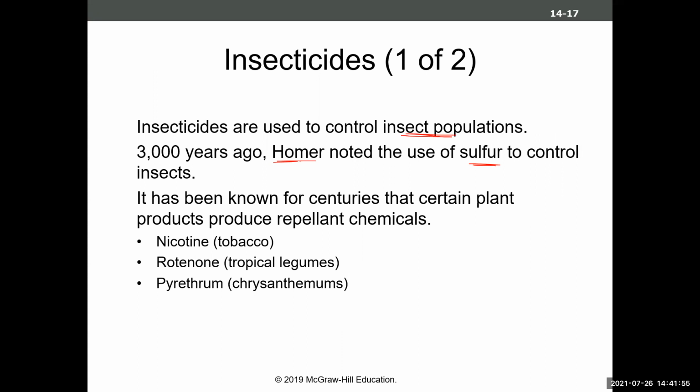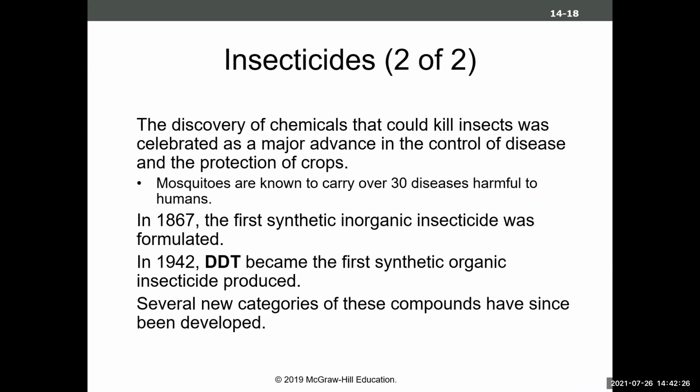And we've known for a very long time that plants will produce natural insect repellents. So, for example, nicotine in tobacco is an insect repellent. Chrysanthemums produce an insect repellent. Tropical legumes will create an insect repellent as well. And so there are these plants that have these natural chemicals that they produce to help reduce herbivory impacts.